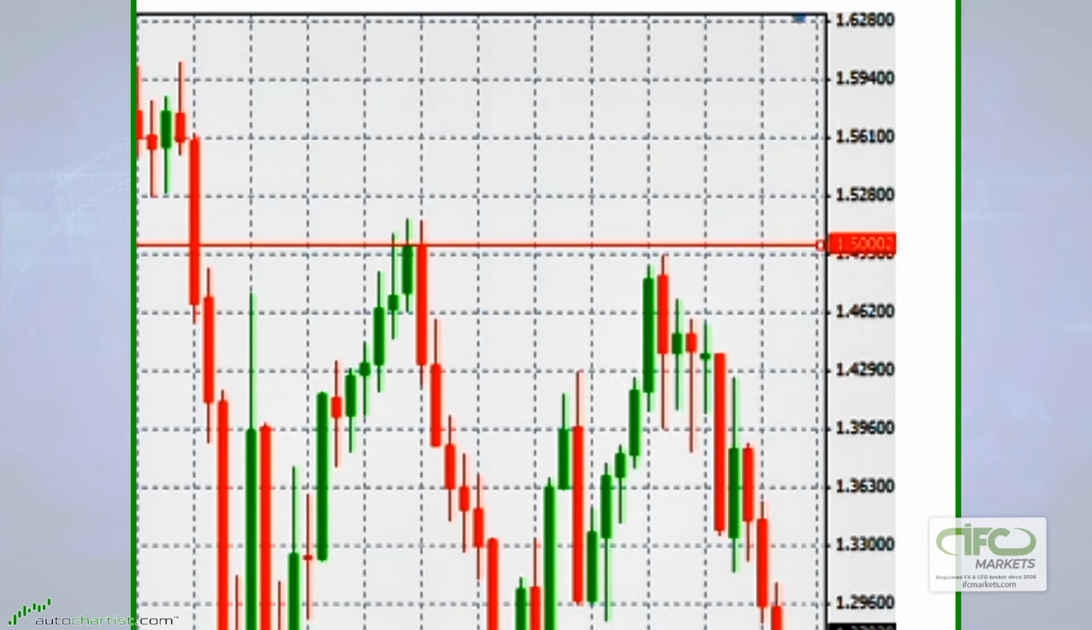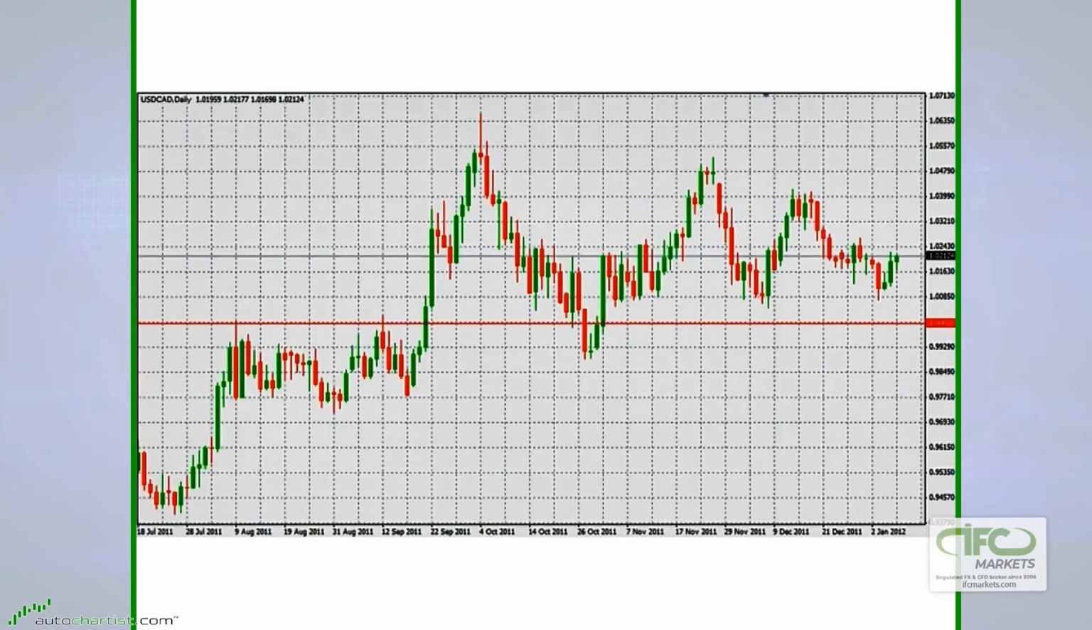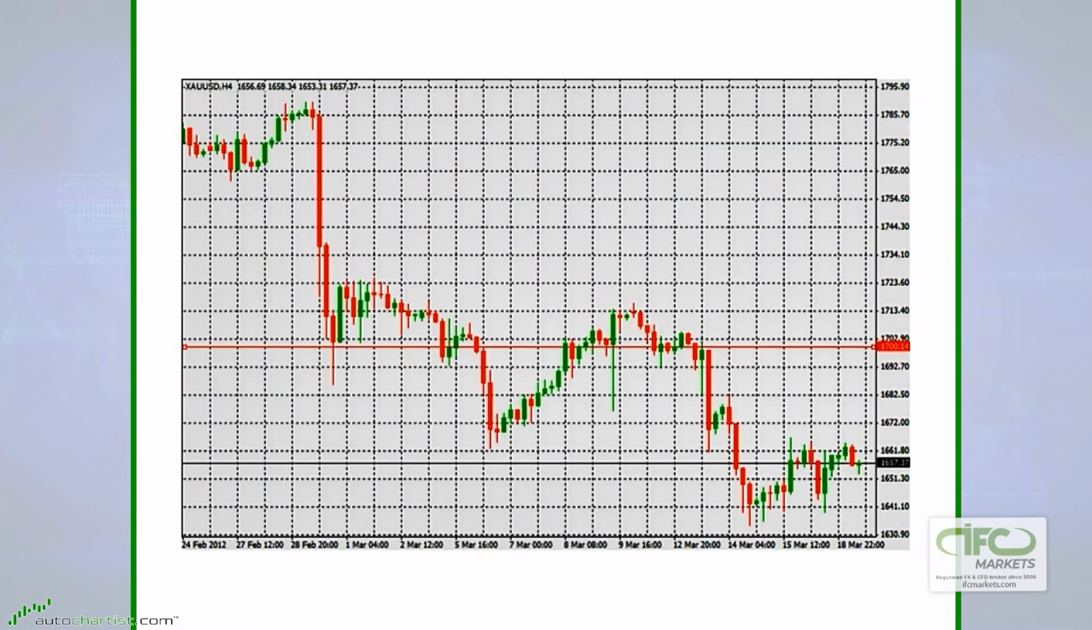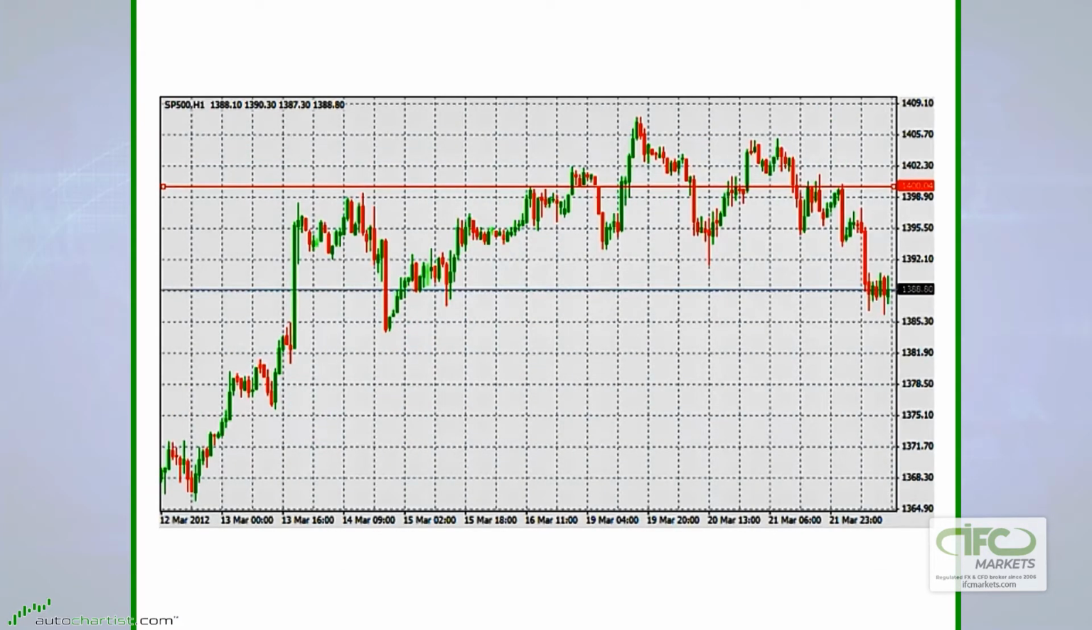This has been a significant resistance level for the USD for many months in 2009 and 2010. While the USD and CAD reach parity, the number 1, it is also an important level of support or resistance. More recently, we see a few additional examples. Gold at $1,700 an ounce, oil at $100 per barrel, and the S&P 500 at $1,400.